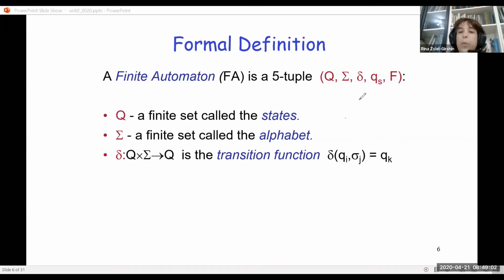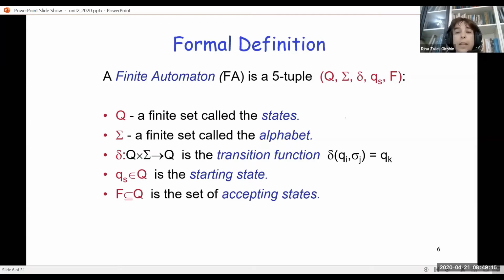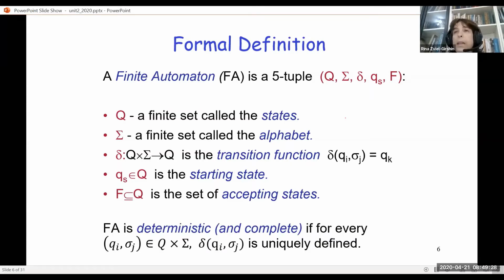Next, we have to define the starting state. It should be the state that has an arrow entering it. We also have a finite set of accepting states, which can actually be an empty set. The automaton we build is deterministic. So for each state and for each letter of the alphabet, we want to have one and only one transition.